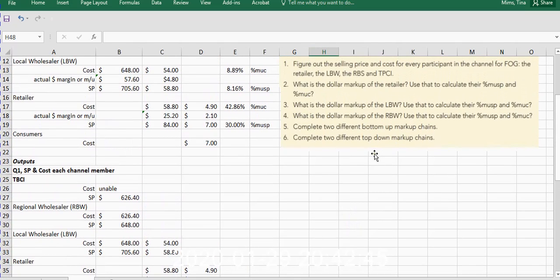I'm going to make a second video on the markup chains going down, bottom up and top down.